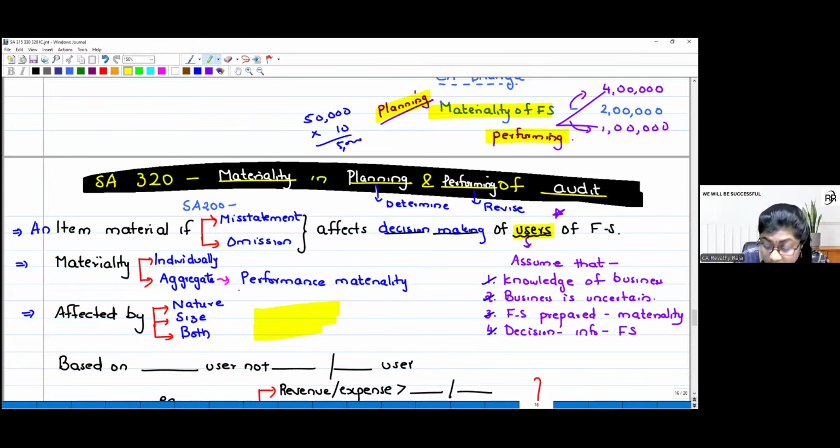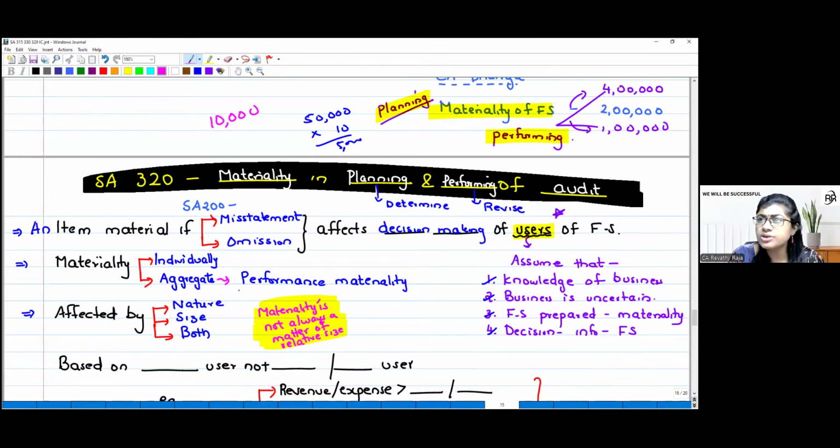But guys, materiality, there is one phrase: materiality is not always a matter of relative size. Danya, you fixed 2 lakh. You are doing audit of tax audit. Cash payment, how much will you fix? 10,000, right?